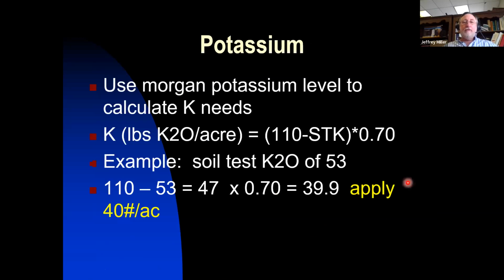Potassium, similar formulation based on the soil test potassium. So 110 minus the amount of soil test potassium, the value from the soil test, times 0.7. So if you take an example of 53 pounds is the actual number that you get back with your soil test for potassium. It's 110 minus 53, which gives you 47, times 0.7 is 39.9. So you're applying 40 pounds of K2O per acre.